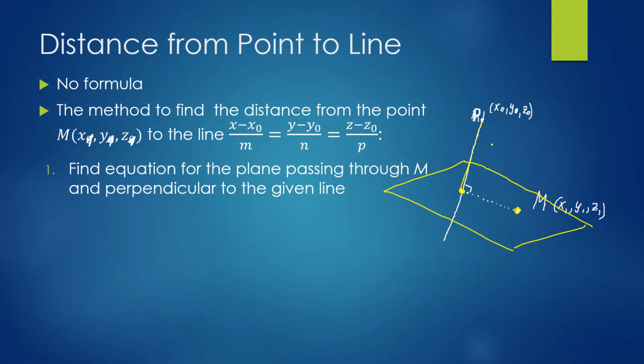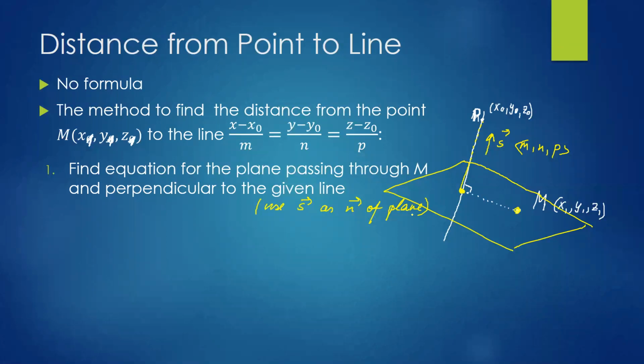How do we do this? Well, if we have the direction vector of the line, this was the vector S of the line, then we understand that if this line has to be perpendicular to our plane, we can use this vector as the normal vector for the plane. Then we have the equation of a plane.